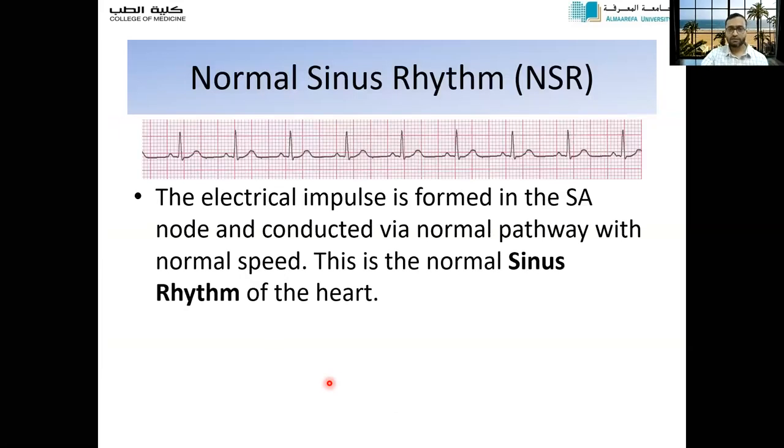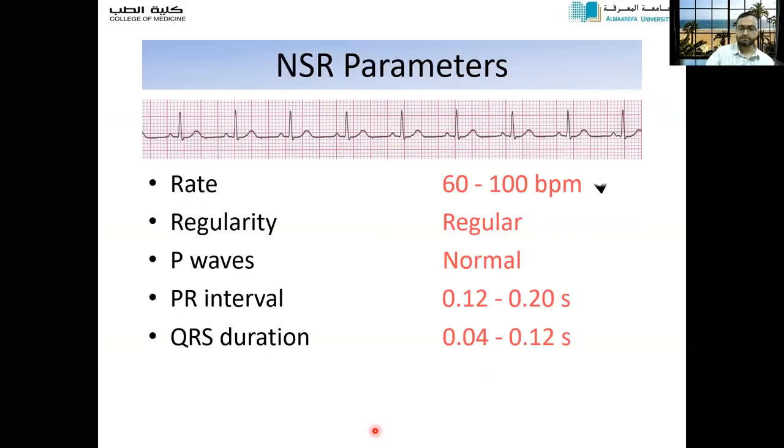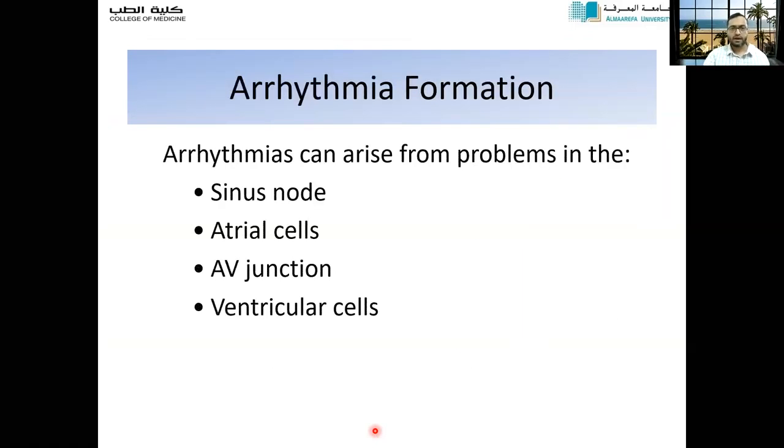So the normal sinus rhythm, we know that beats originate in SA node and are conducted via the normal pathway with a normal speed. This is a normal sinus rhythm. If anything deviates from this, this is arrhythmia. So this is a 5-point checklist. If it is deviating from it, it is simply an arrhythmia. Now, arrhythmia formation can be at different places. The defect can be in the SA node, in the atrial cells, at the AV junction, at the AV node and bundle of His, or it can be in the ventricular cells.